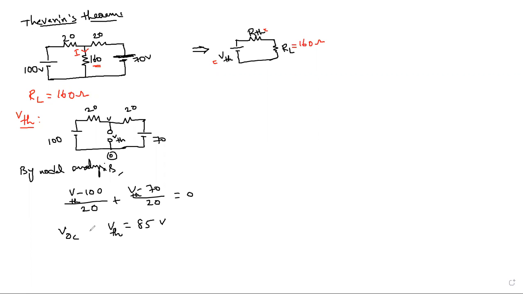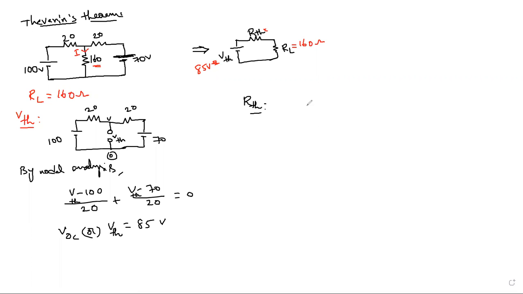We can also call it VOC, open circuit voltage, because at the open circuited terminals we are calculating the voltage. That's why we also call it open circuit voltage. So immediately you need to mention in the equivalent circuit VTH as 85 volts. Then what is the next step? We need to calculate RTH. So how to calculate RTH?